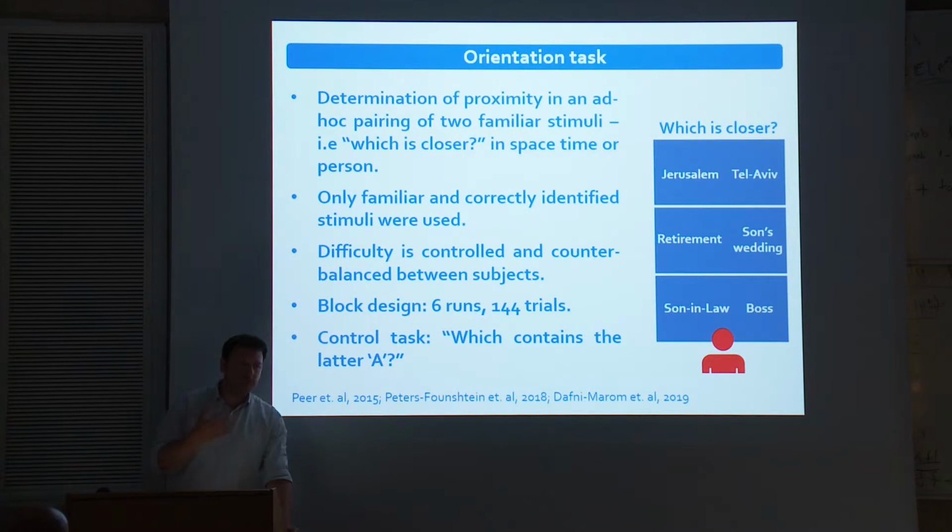To test orientation in the context of these questions, we use a task we developed in our lab, and the task is very simple. We present subjects with pairs of either places, events, or people, and ask them to indicate which of the two is closer. So, geographically closer if these are two cities, chronologically closer if these are two events, or personally closer if these are two people.